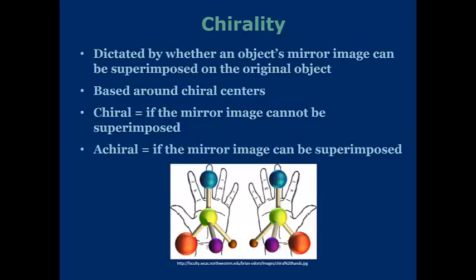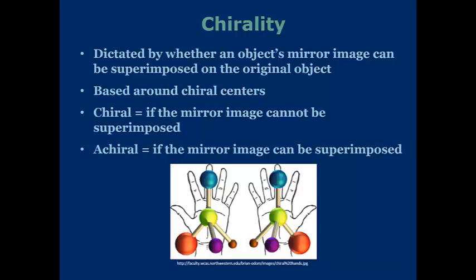Before we go into our discussion of diastereomers and enantiomers, let's talk about chirality and what it means. Chirality is dictated by whether an object's mirror image can be superimposed on the original image. These are based around chiral centers. An object is considered chiral if the mirror image cannot be superimposed, and achiral if the mirror image can.